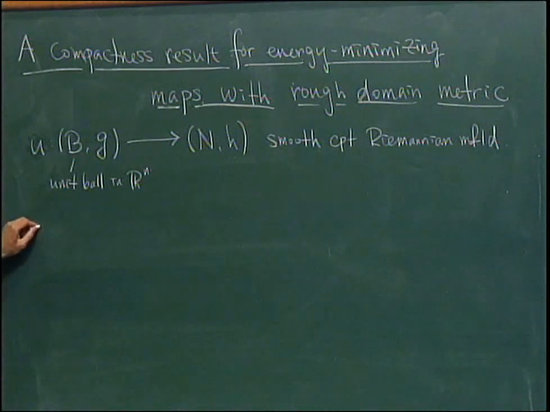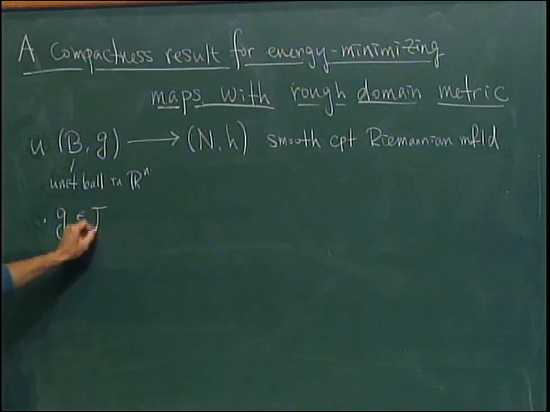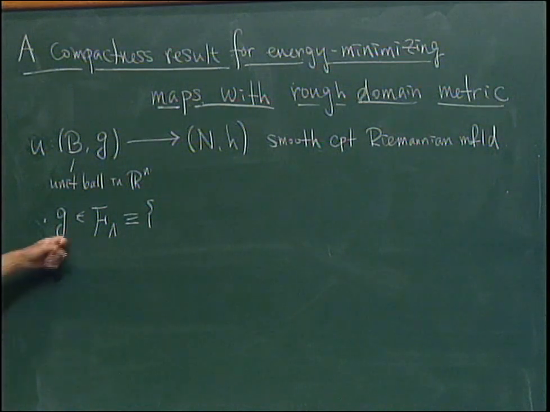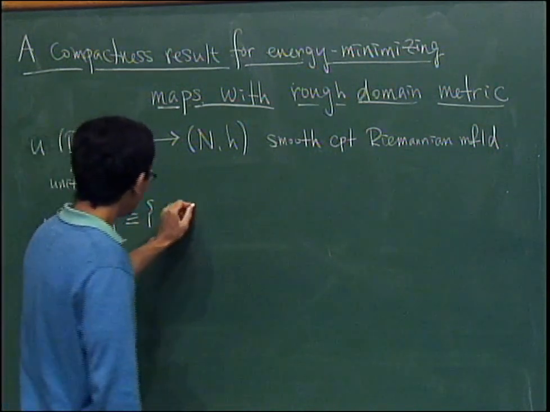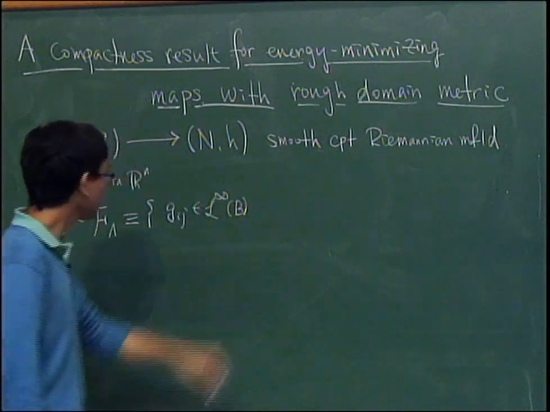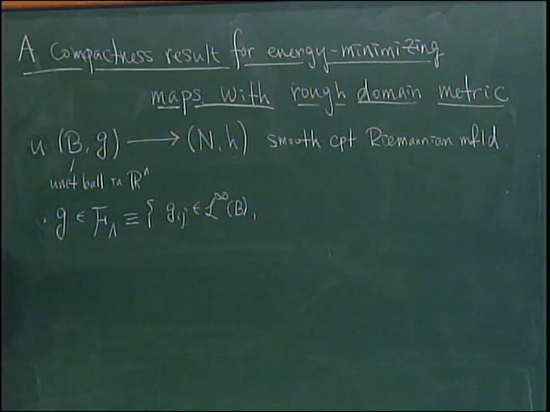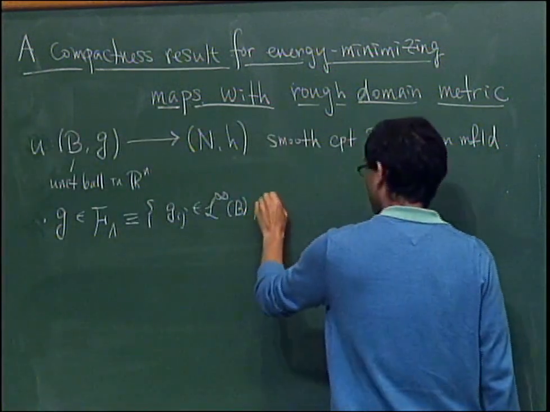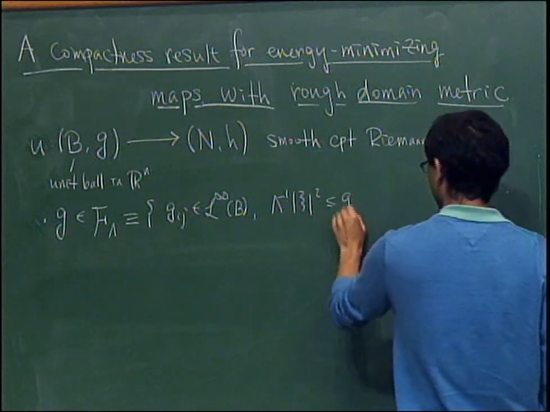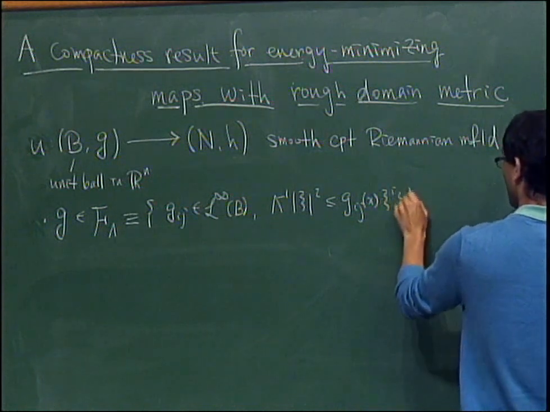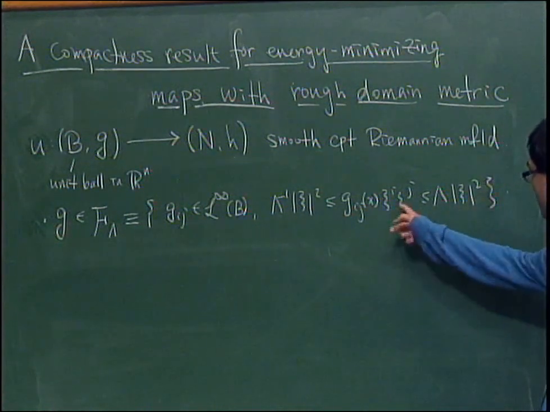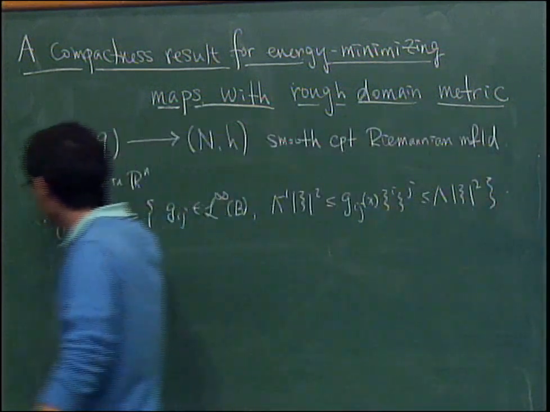Okay. And now let's talk about this metric G. So I'm going to assume that this metric G belongs to a class which I'll denote by F sub lambda, and it's defined as follows. So first of all, each component Gij of the metric is a bounded measurable function on the ball, and the metric is bounded above and below by the Euclidean metric with this constant. So specifically, that means that these two inequalities hold. That's for all vectors C in Rn and for almost every x in the ball.